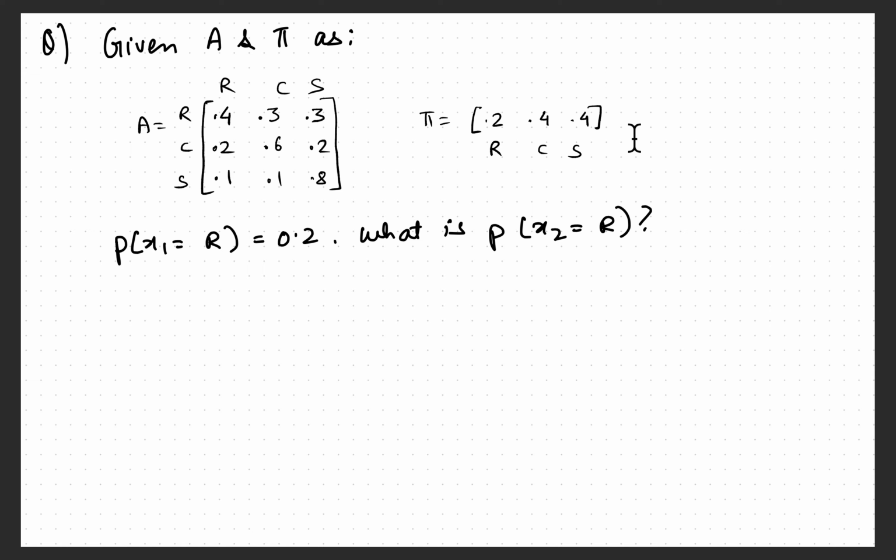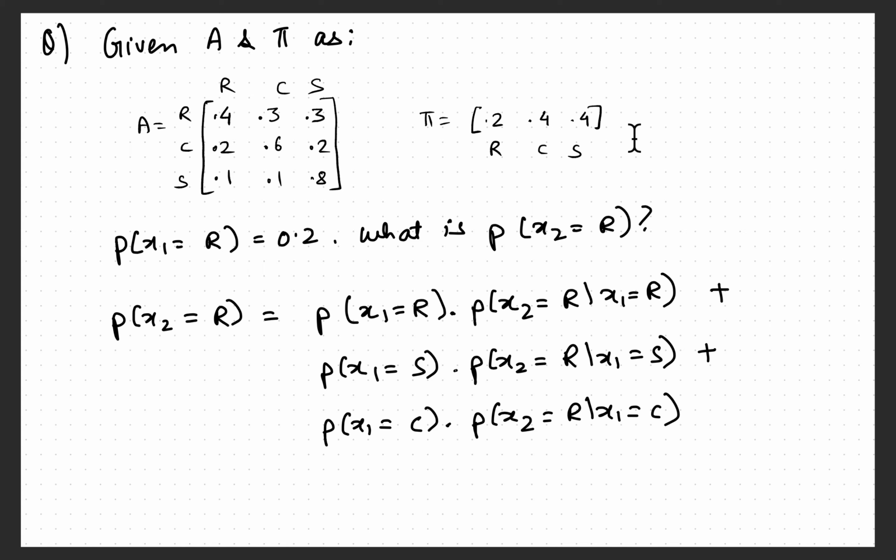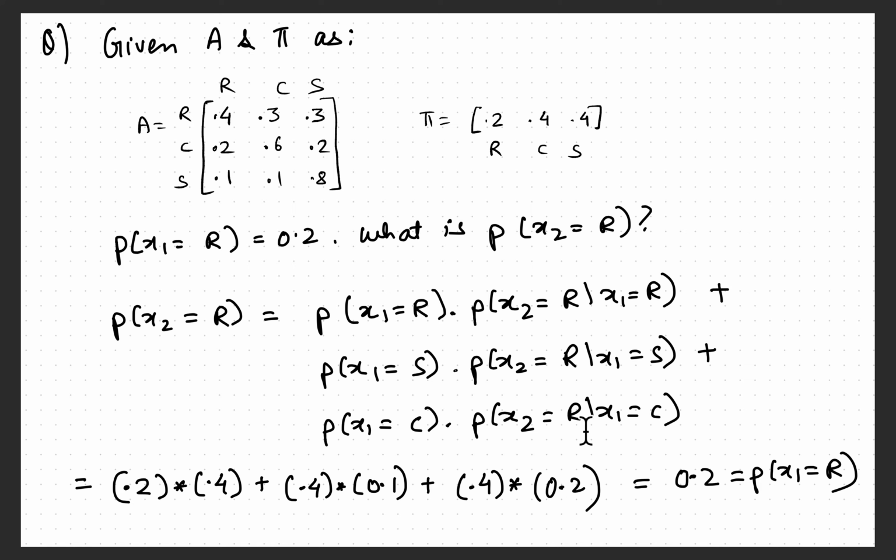Okay, assuming that you have worked this out on your own. Now, you want to calculate the probability of x2 equal to R. You could observe x2 equal to R based on x1 being R and then making a transition from R to R, or you could observe x2 equal to R starting from state S and then making a transition from S to R, or you could start from the state C and make a transition from state C to state R. If you complete the calculation, it will come out to be 0.2, which is interestingly the same number as the probability of the first observation being rainy.